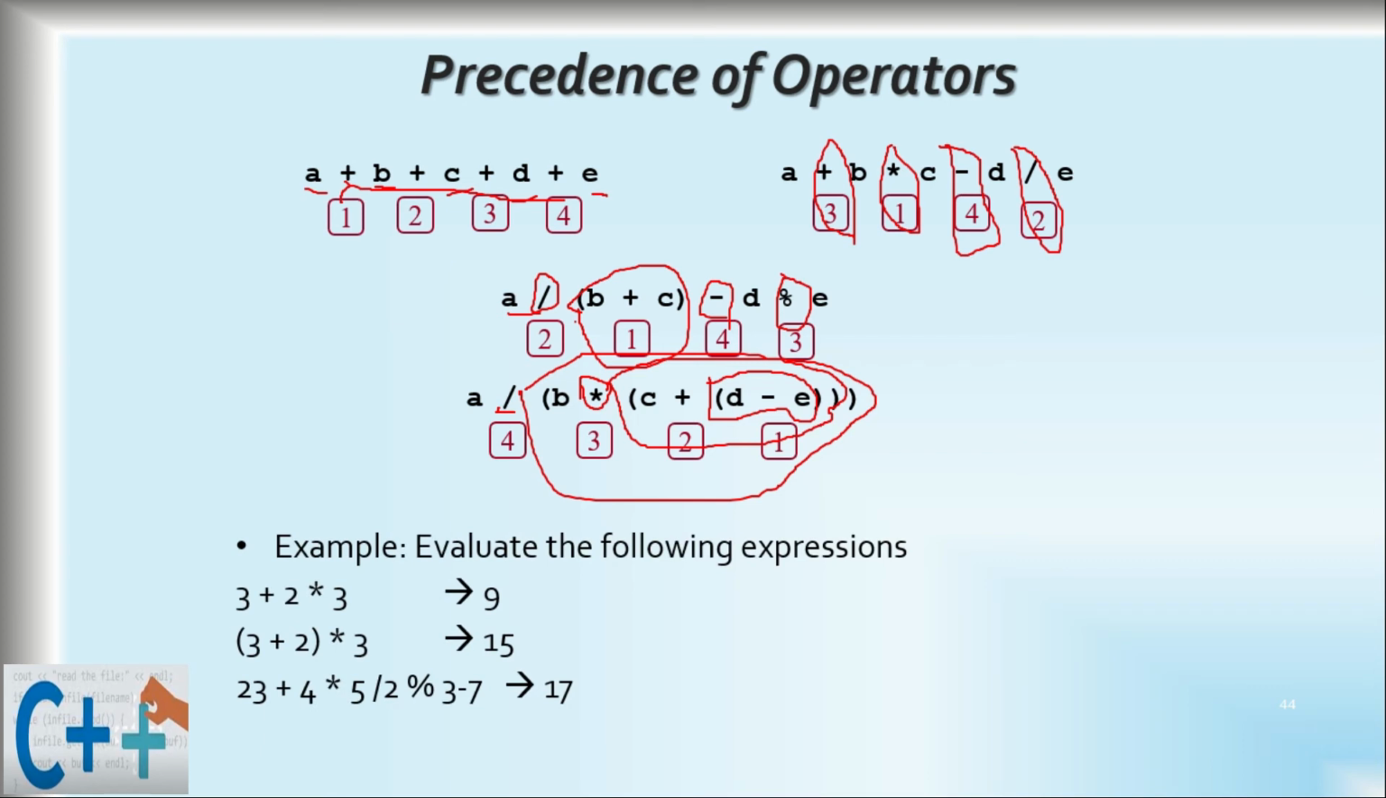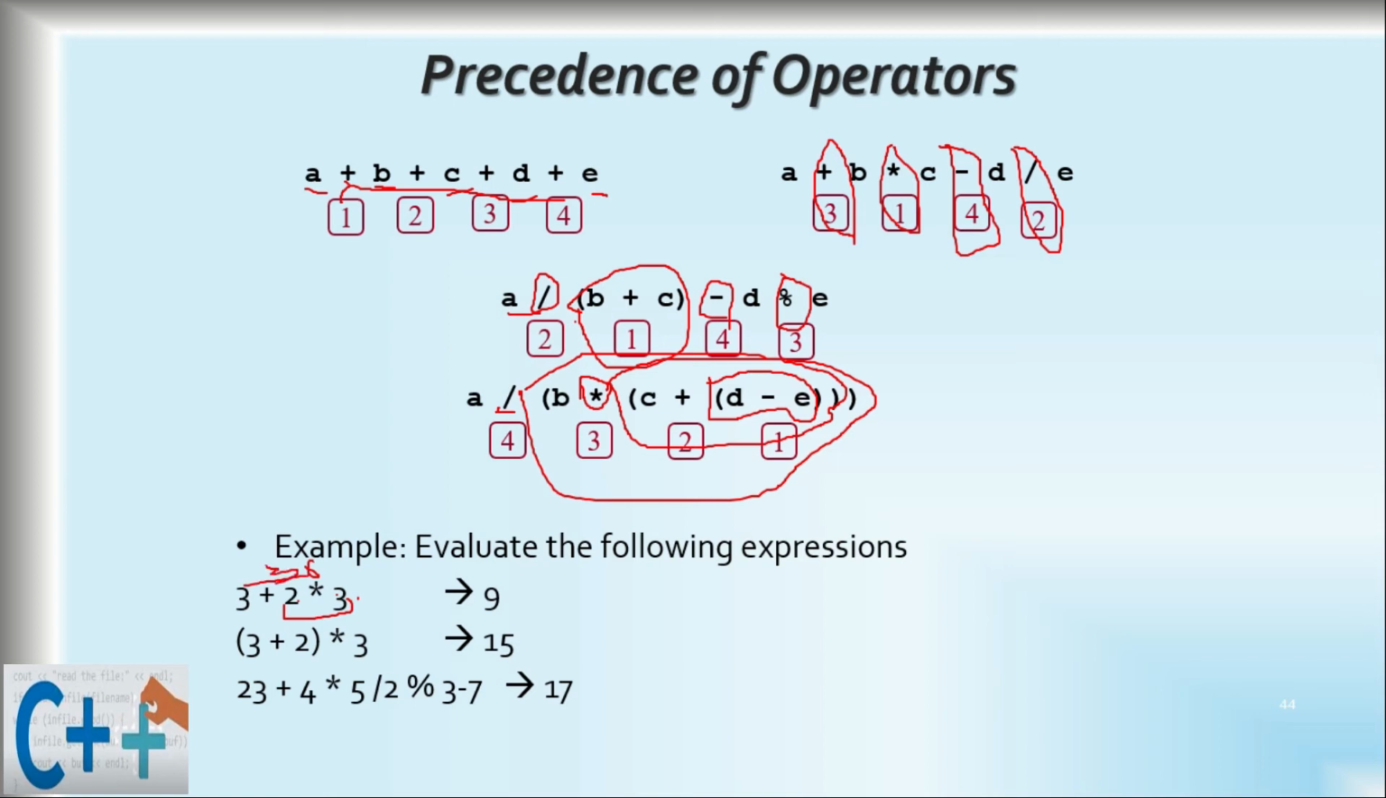Good. Example: what is the following expression? 3 + 2 * 3. Which is the first one? The first one is this multiplication. 2 times 3 is 6. 6 plus 3 is equal to 9.